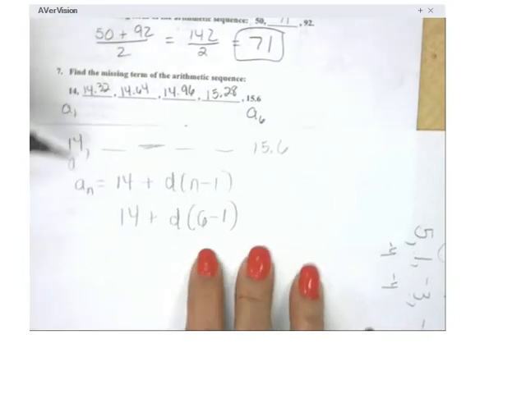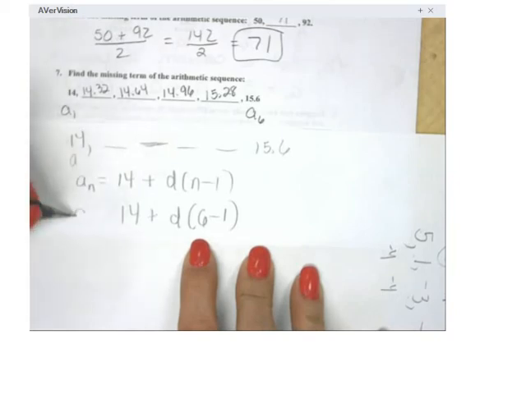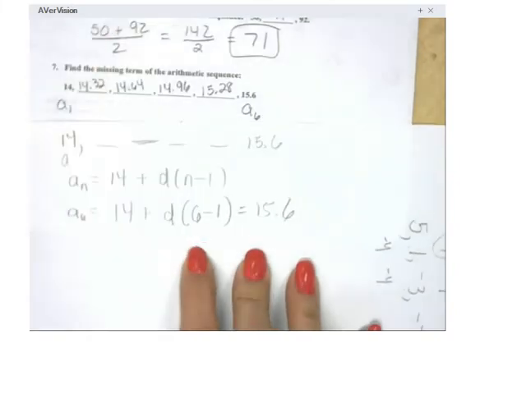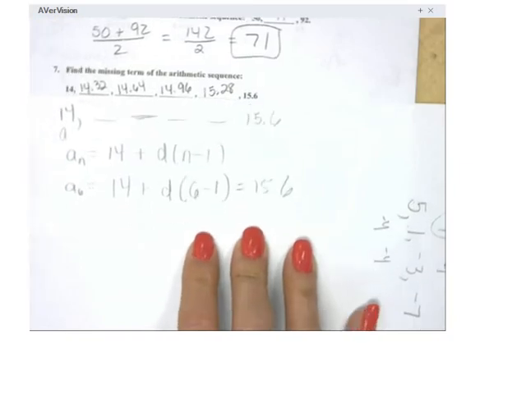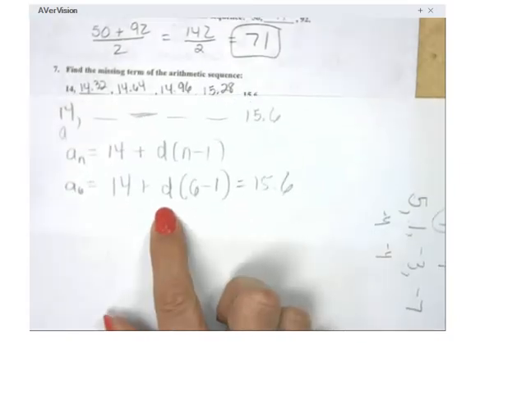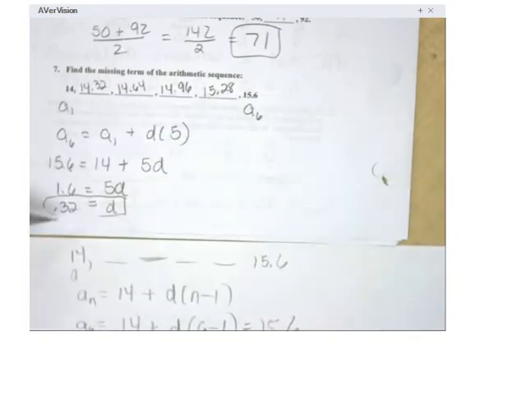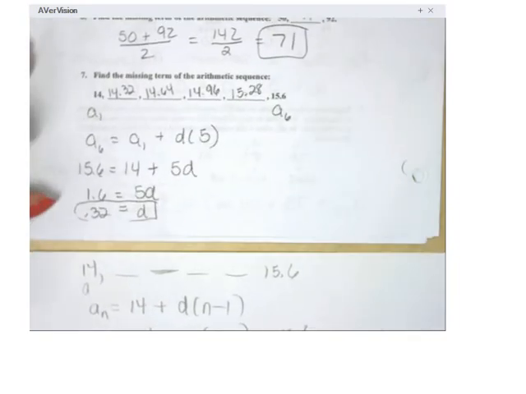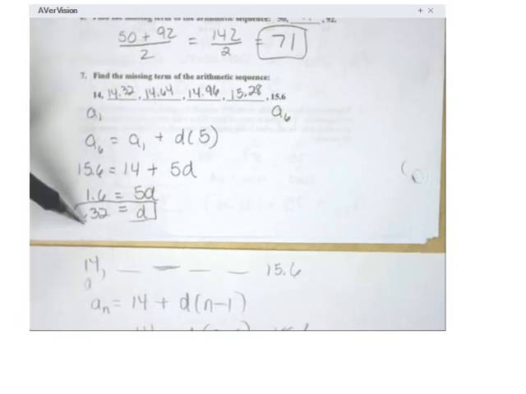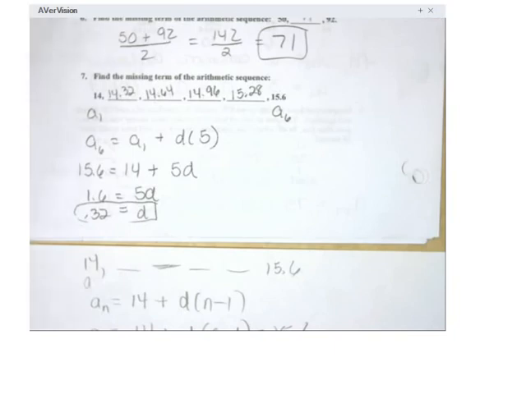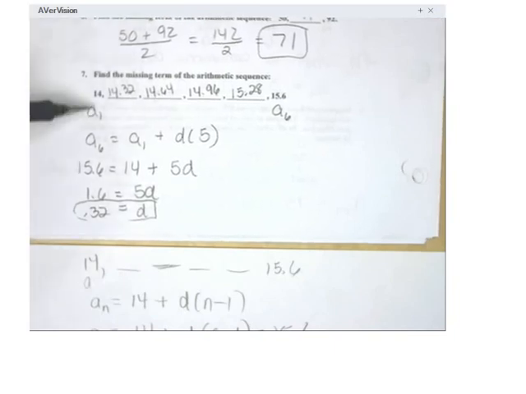I know that if you plug 6 into here, and are looking at the a sub 6 term, you're going to end up with 15.6. Ha-ha! The only thing that I have unknown is my d. So I can do the algebra and solve and find out what my d component is. And I know that's what my common difference is, so I can keep adding on 0.32 to get to the next term. So we have a number of different ways that we can figure out some different blanks.